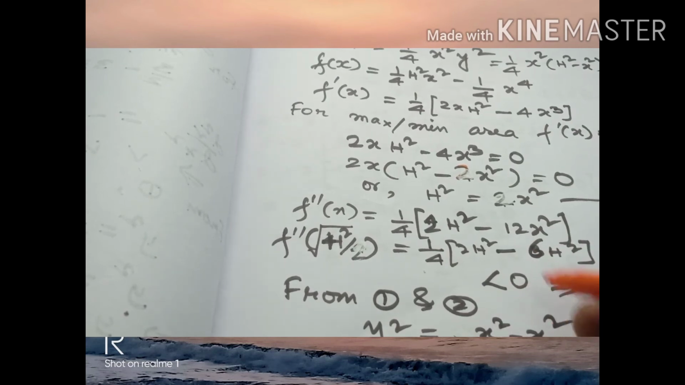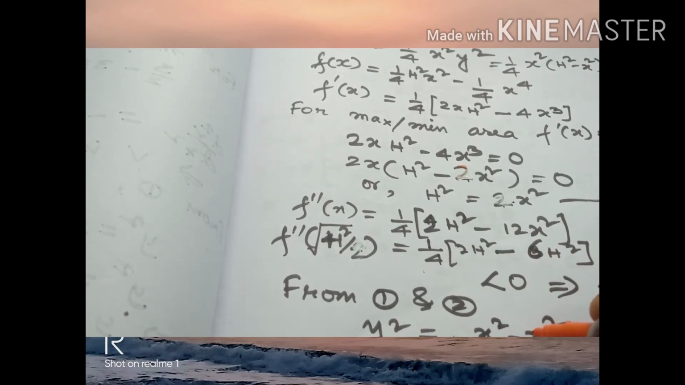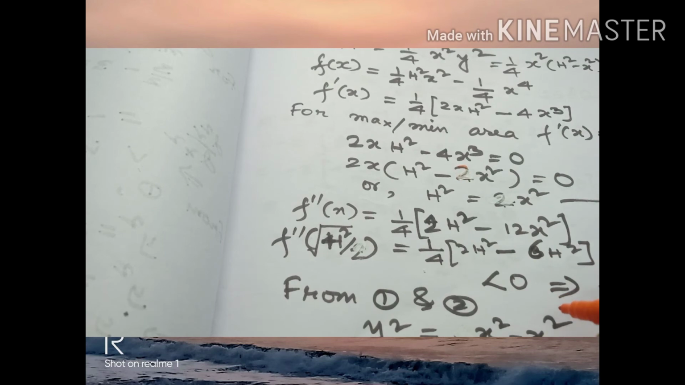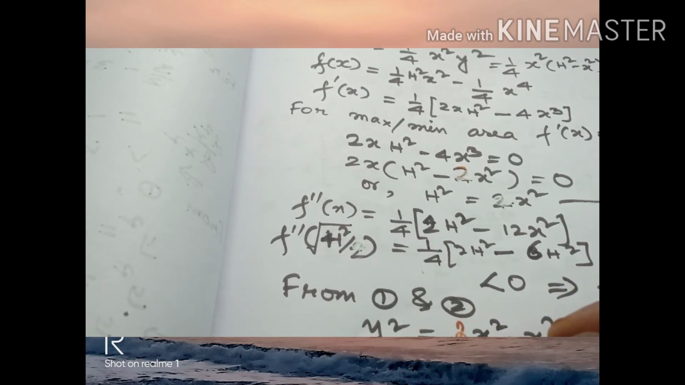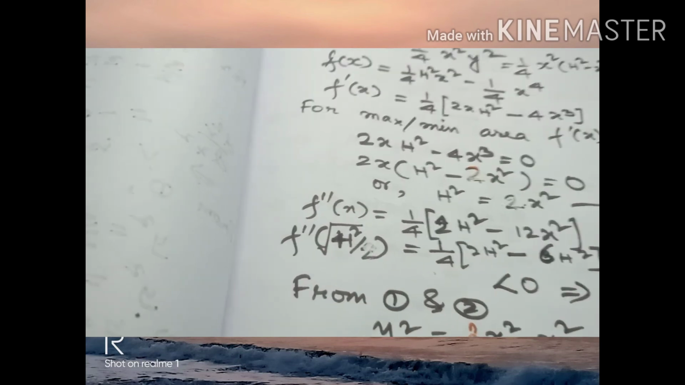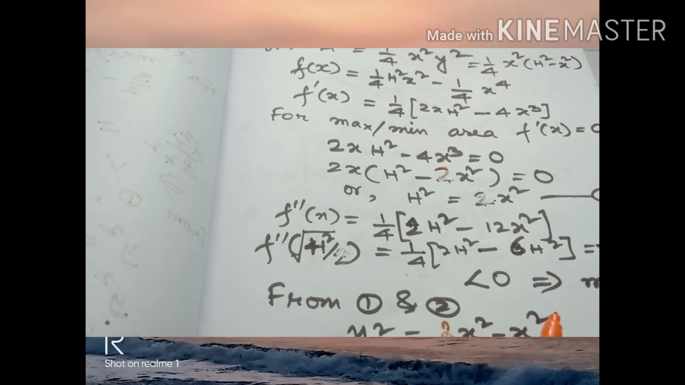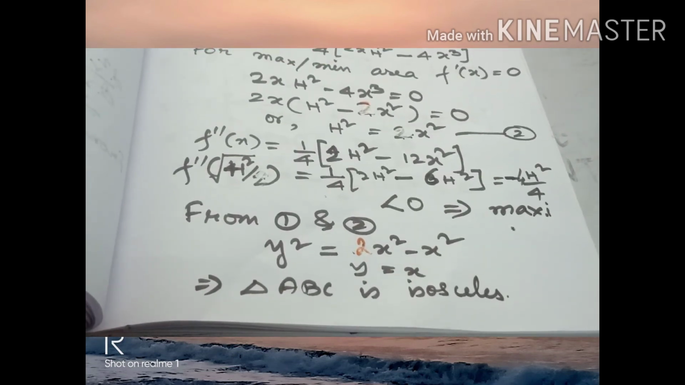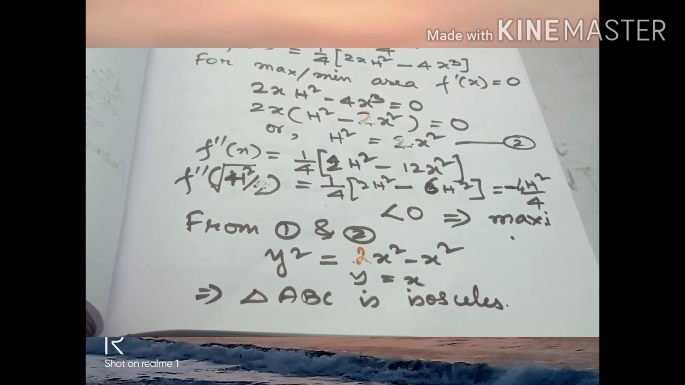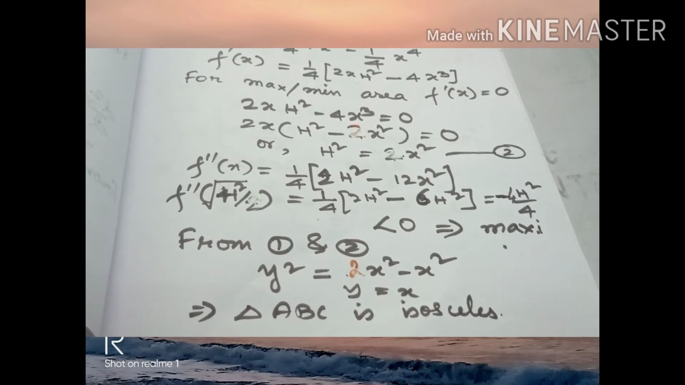h square minus 2x square, it will be y square is equal to 2x square minus x square, that is y is equal to x. So y is equal to x, that means ABC is an isosceles triangle because base and height both are equal.